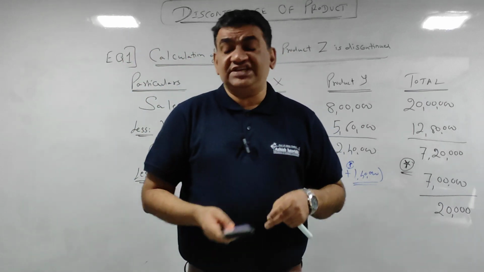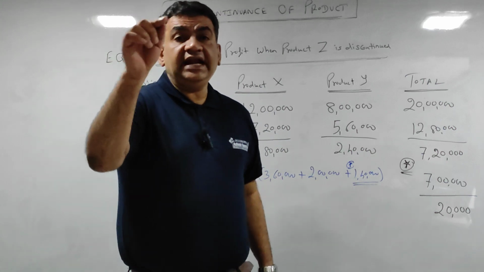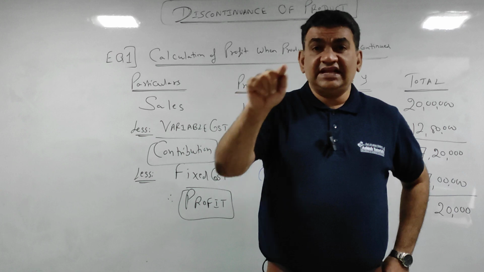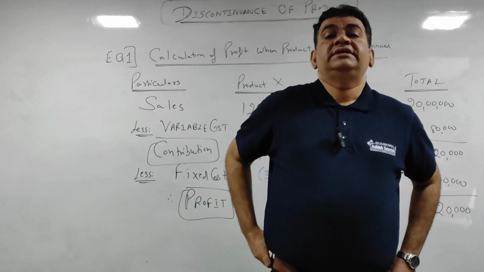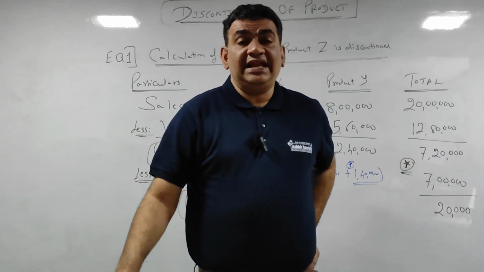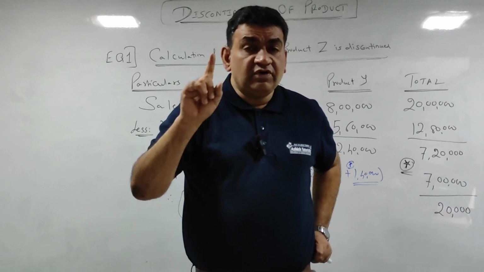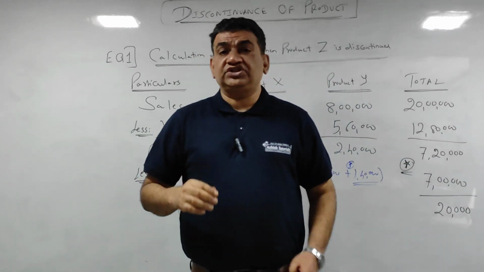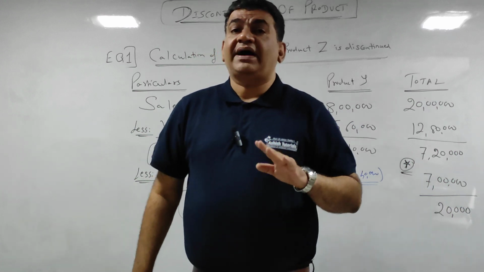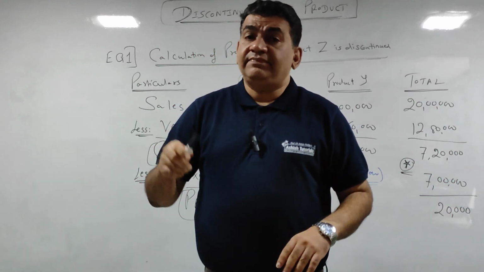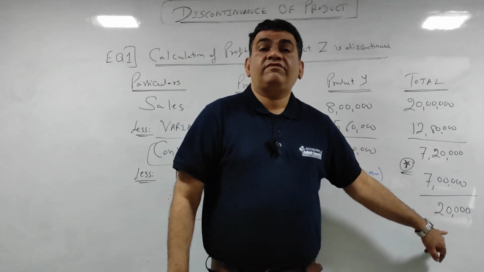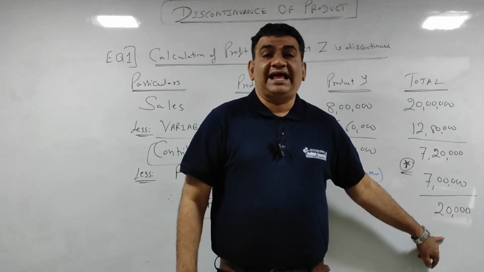Now the question itself will tell where the 1 lakh went. See the column of Z. How much is Z's contribution? Understand the logic, guys. I'm coming to the main point now. How much is Z's profit? 1 lakh. So Z's profit is 1 lakh. That means my contribution is reduced by 1 lakh. And because my contribution is reduced by 1 lakh, my profit also has come down by 1 lakh.